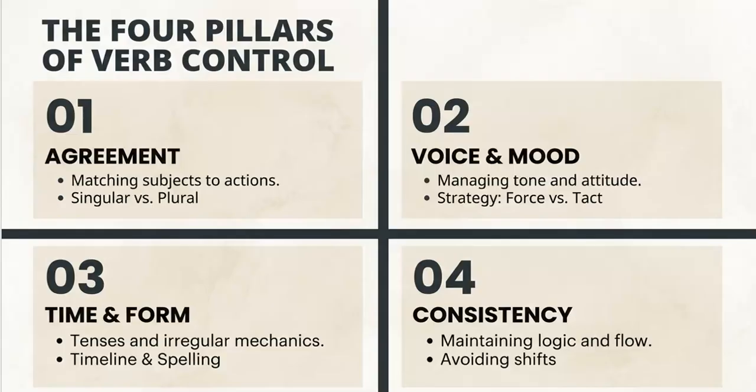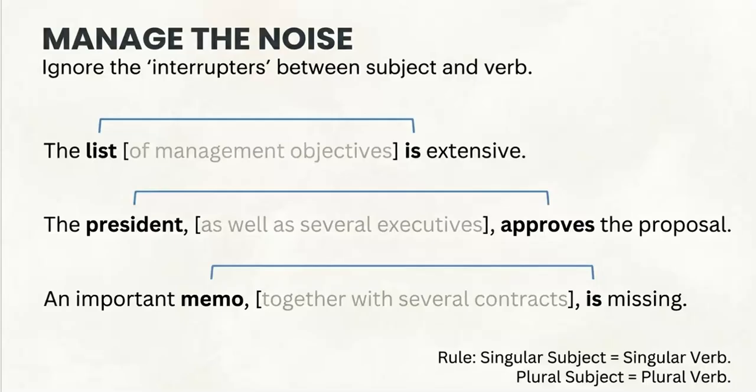Today we're going to look at verbs. And so to master verbs, we just need to focus on four main pillars. First is agreement, which means making sure that your subjects and their actions match up. Second is voice and mood, which is how you manage your tone. Third is time and form, which is all about past, present, and future. And then finally is consistency, which keeps your writing flowing smoothly. And so let's start with the first pillar.